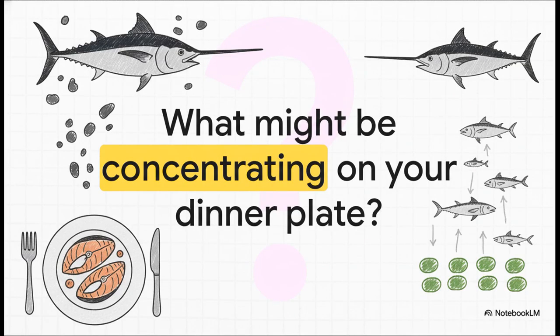And that brings this whole thing right back home to us. The 10% rule isn't just some abstract thing about lions on the savannah. It's the reason that toxins like mercury build up so heavily in top predators. Predators like tuna, swordfish, and yeah, even us. It leaves us with a pretty serious question to chew on, doesn't it? Knowing how this works, what might be concentrating on your dinner plate?